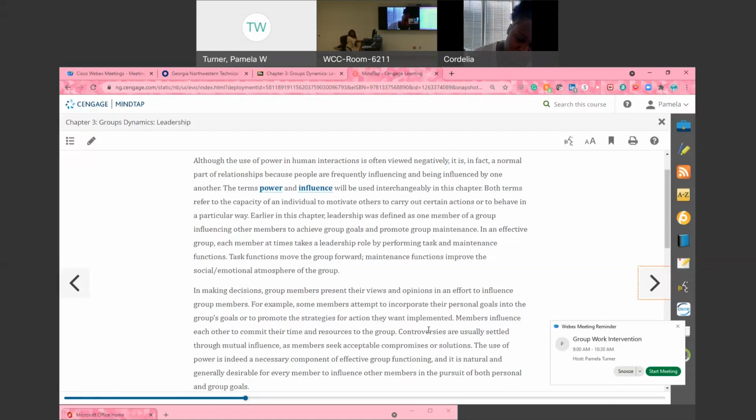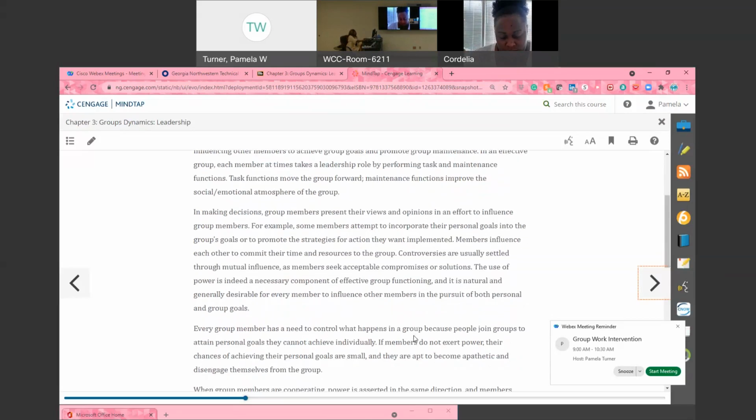He's trying to influence you, or she's trying to influence you to vote the same way they are. Members influence each other. Members influence each other to commit their time and resources to the group. Controversies are usually settled during mutual influence as the members seek acceptable compromise or solutions. Okay? So again, what we're looking at is that controversies are usually settled through mutual influence. And again, in a jury, usually at some point you come together to come up with a solution.